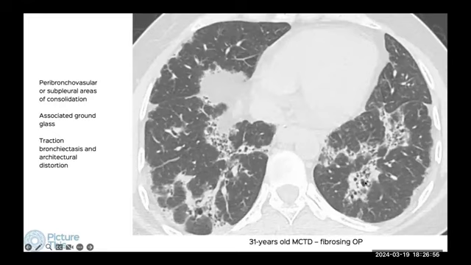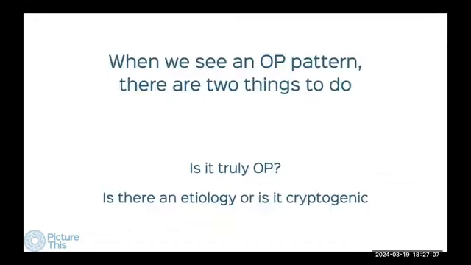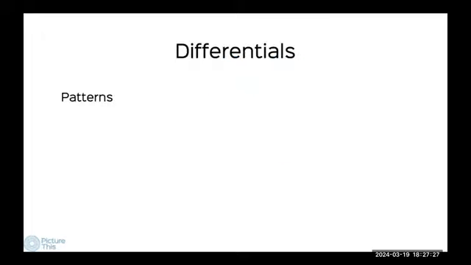Now here we have these peribronchovascular areas of consolidation, but you see traction bronchiectasis in a non-acute setting, so we would say this is a fibrosing organizing pneumonia, in a patient with mixed connective tissue disease. So when we see an OP pattern, there are really two things that we need to do, both as radiologists and pulmonologists. Number one is, is it truly OP, or is it one of the differentials? And we look at that list now. And if it is truly OP, is there an etiology or is it cryptogenic?